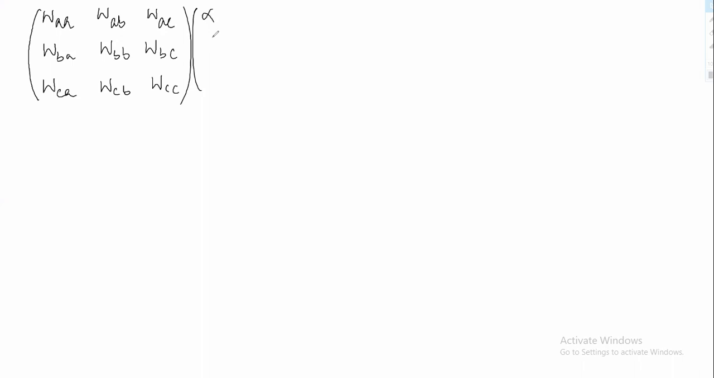Okay, that means psi 1 2 1, psi 2 1 1, and psi 1 1 2. Now, since we are considering threefold degeneracy, the expression that we have to bother about is the matrix WAA, WAB, WAC, WBA, WBB, WBC, WCA, WCB, WCC, acting on alpha, beta, gamma, equal to E1 times alpha, beta, gamma.